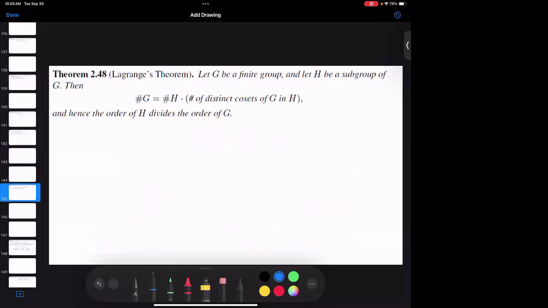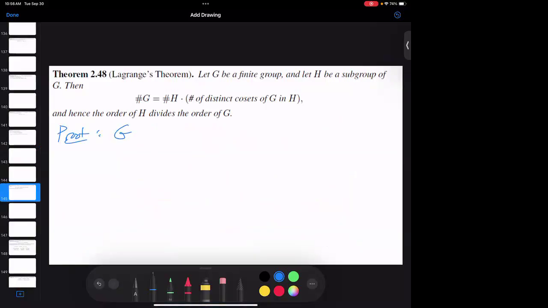Okay, so the big one is Lagrange's theorem. If G is a finite group and H is a subgroup of G, then the number of elements in G is the number of elements in H times the number of distinct cosets of H in G. And hence the order of H divides the order of G. This is one of the big results in group theory. And the proof is the following.